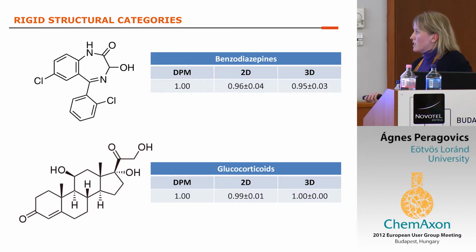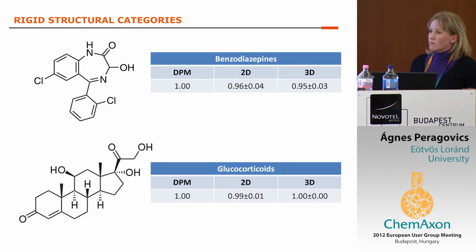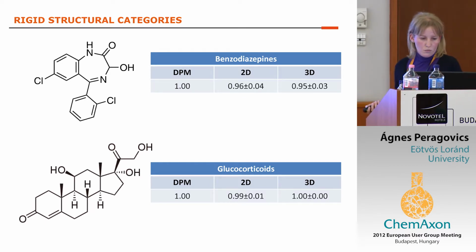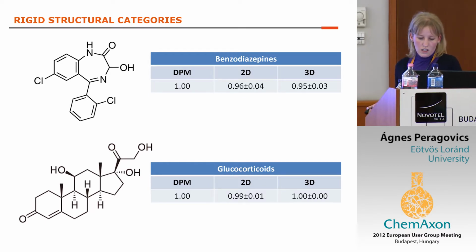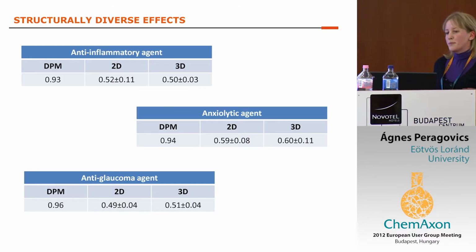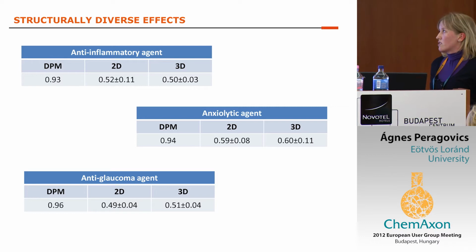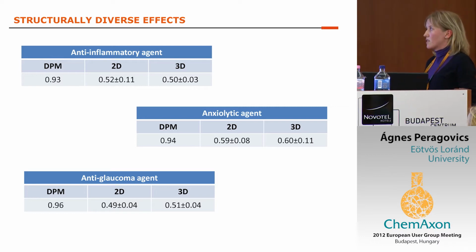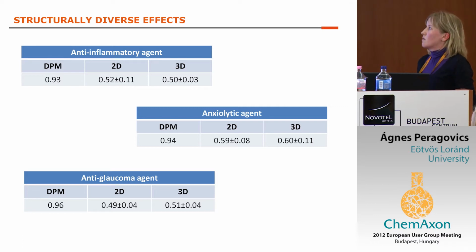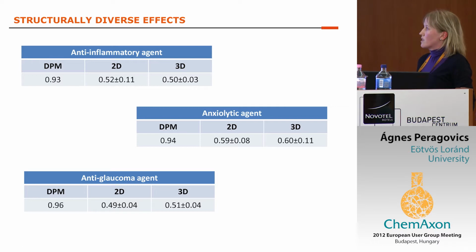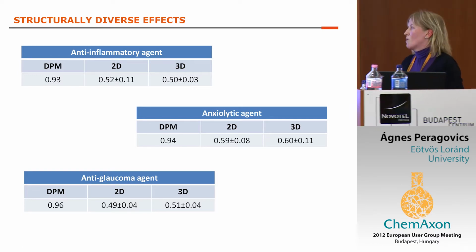Obviously, there is no need to dock these molecules to a lot of protein binding sites. But on the other hand, we also found that for structurally diverse effects, so these are all main effect categories, the ones I listed here: anti-inflammatory agent, anxiolytic agent, anti-glaucoma agent.